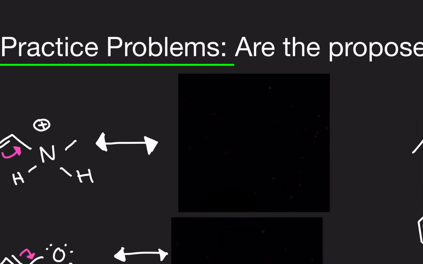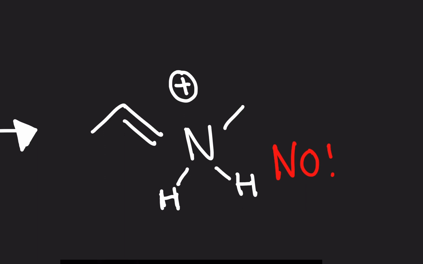This is not. No. The reason is because nitrogen has 5 bonds. If we do this, 1, 2, 3, 4, and the 5th one we just added, 5. This is not allowed. So no, this is not a good structure.